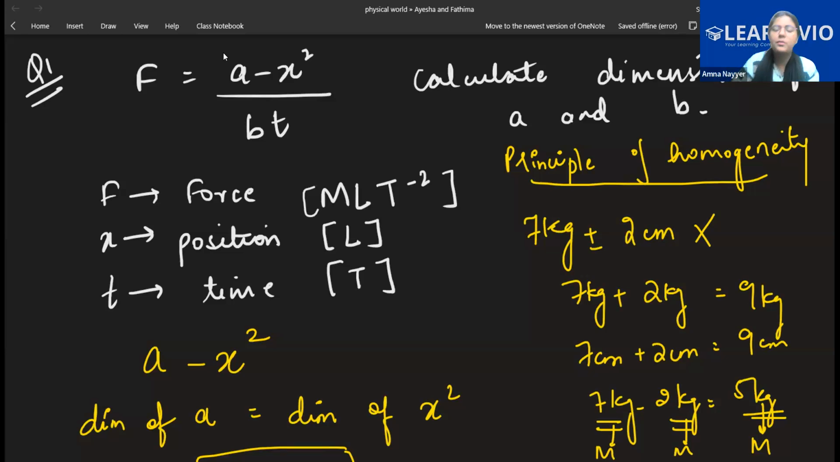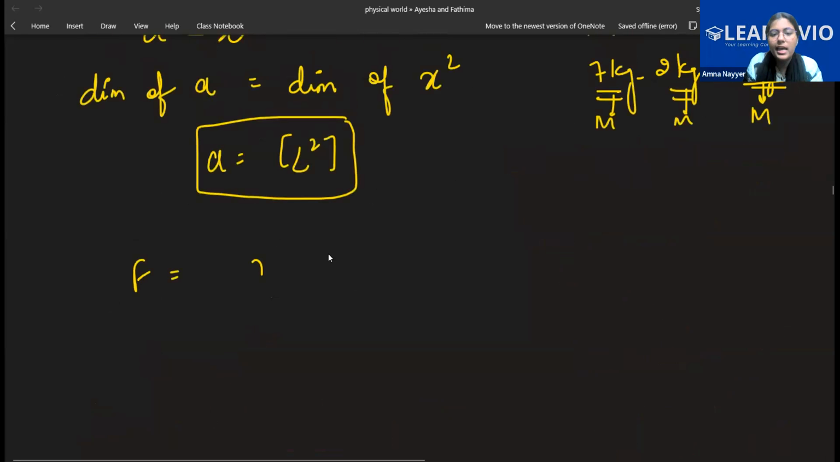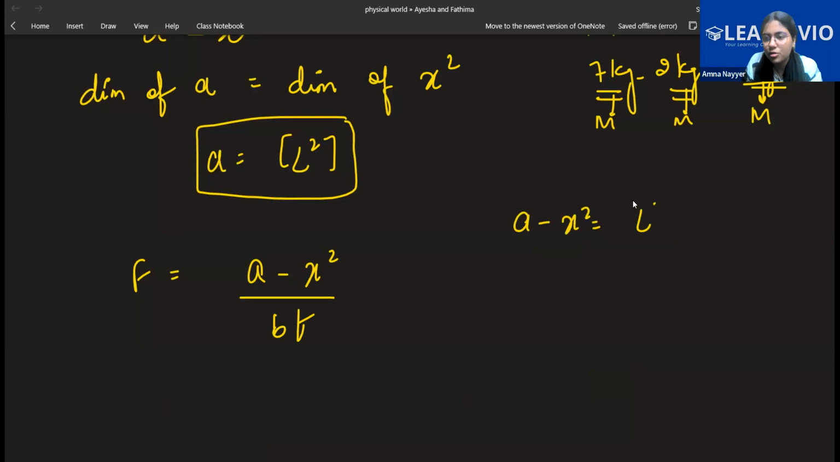Yes. Okay. So when you write 7 kg plus 2 kg, you don't write 9 kg square or something. You write kg only. Despite the addition, we write the same dimensions. So for A minus x square, you can write L square. So F is equal to A minus x square divided by bt. Now force we know, B we have to calculate, A we have already calculated. This whole term, A minus x square, will be L square only.